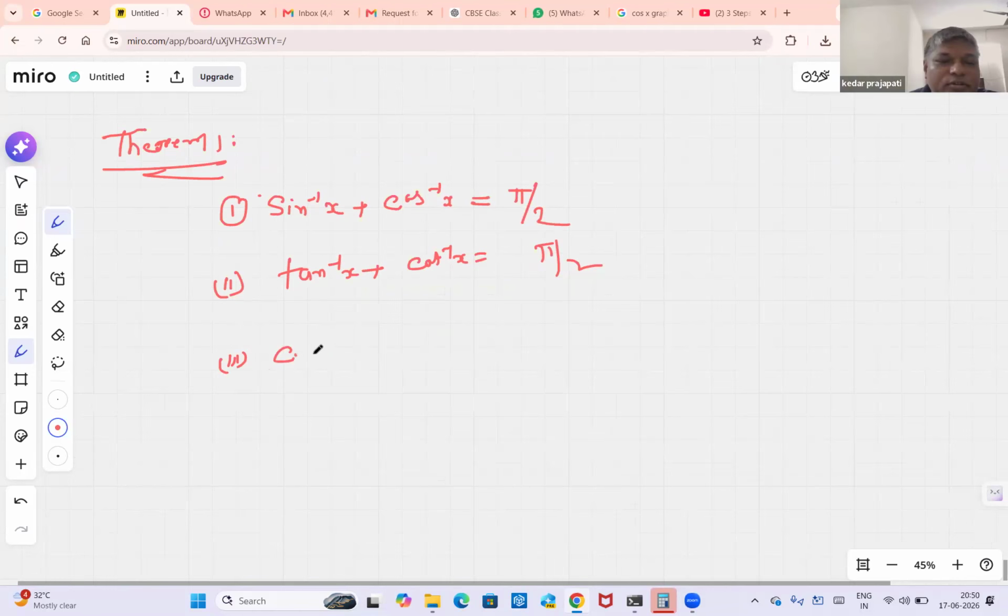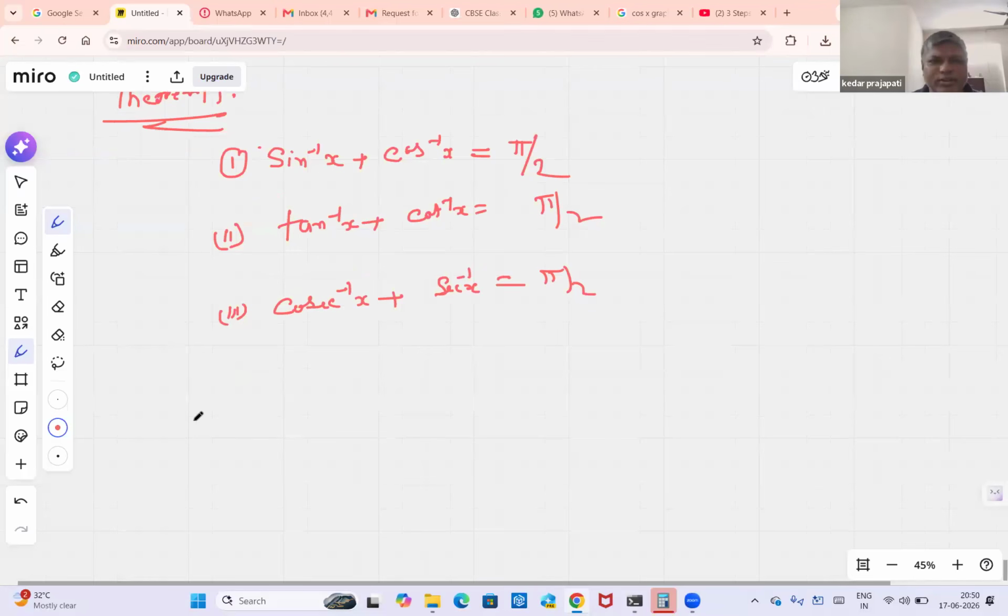Cosec inverse x plus sec inverse x is equal to pi by 2. Let's see, we can prove it in any way. I'll just give it to you, so that you're not just remembering it.